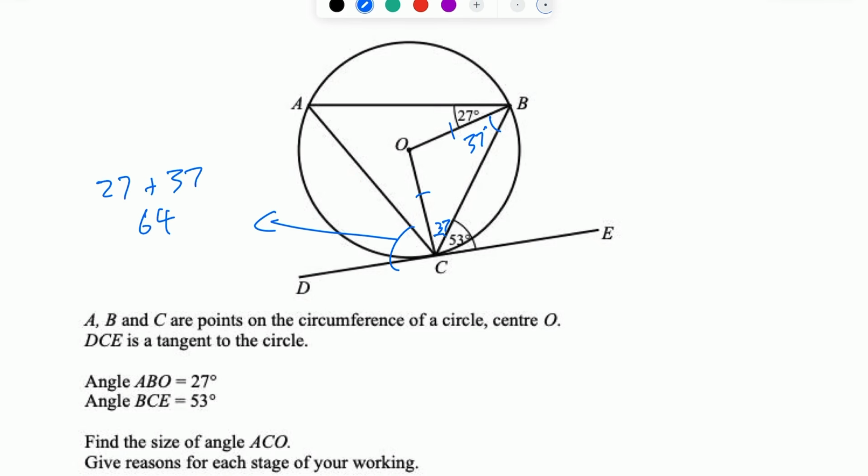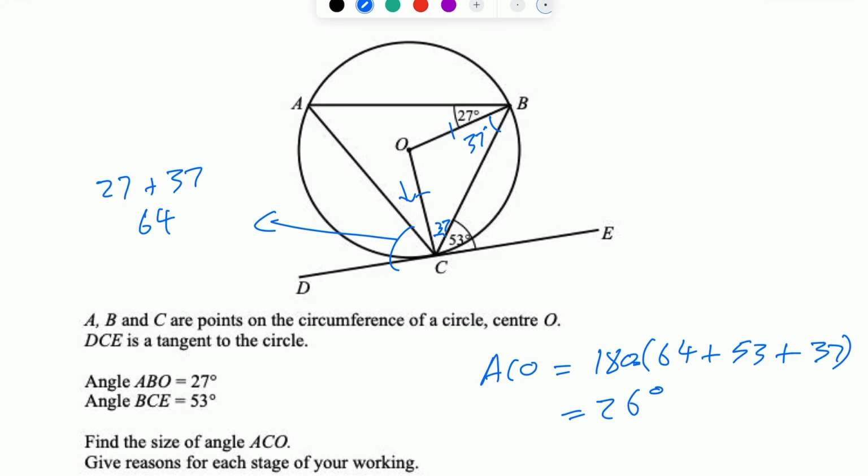And now, finally, to get ACO, which is what the question's asking for, well, it's now a straight line. So we have 180, take away the 64 that we found, plus the 53 we already knew in the question, plus the 37 that we found. We're going to subtract that from 180. So if I type that into my calculator, 64 plus 53 plus 37, that gives me 26 degrees. Okay, that is the answer there.